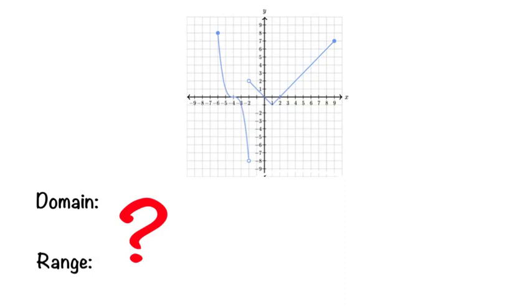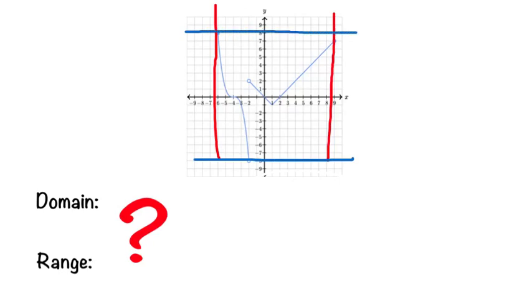Here we have a piecewise function, but again, it doesn't matter if the graph is split up. We're still looking for the farthest left and the farthest right point. In this case, the farthest left is going to be at -6, and the farthest right point is going to be at +9. The lowest point is going to be at -8, and the highest point is going to be at +8. The numbers in between don't make any difference.